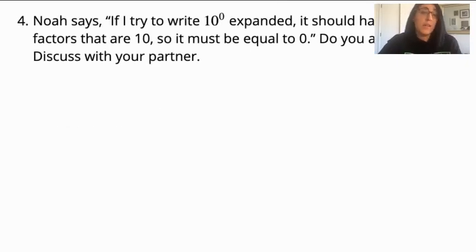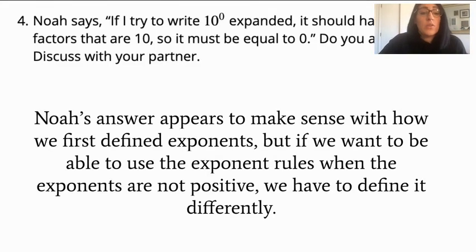Noah says if I try to write 10 to the power of 0 expanded, it should have 0 factors that are 10, so it must be equal to 0. Do you agree? Noah's answer appears to make sense with how we first defined exponents, but if we want to be able to use the exponent rules when the exponents are not positive, we have to define it differently.